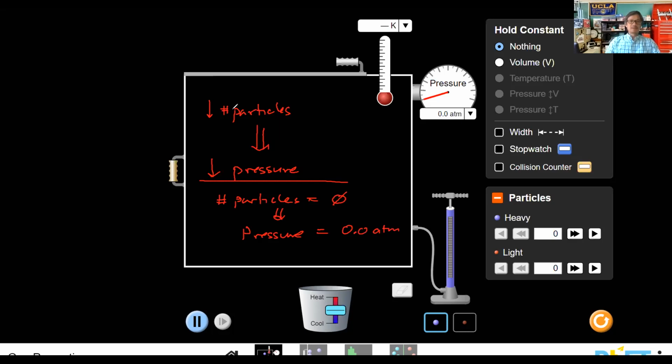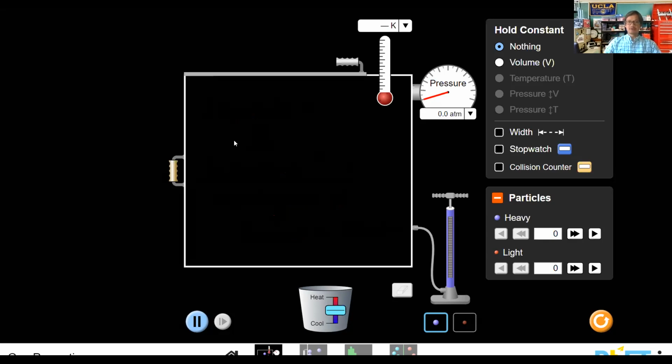Then how can we create a situation in which the pressure is zero? Well, we take everything out of the chamber. That means we remove everything from the chamber, and in removing everything from the chamber, we now have a situation in which the pressure is zero. What we've just created inside this chamber is what we refer to as a vacuum.